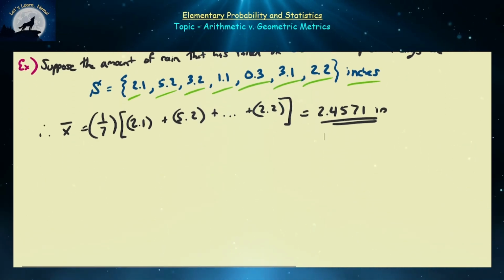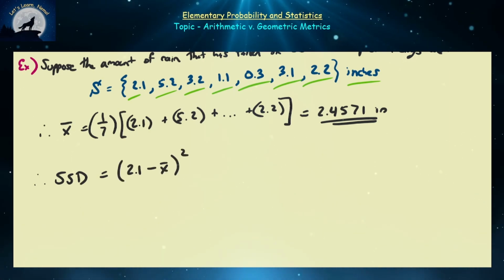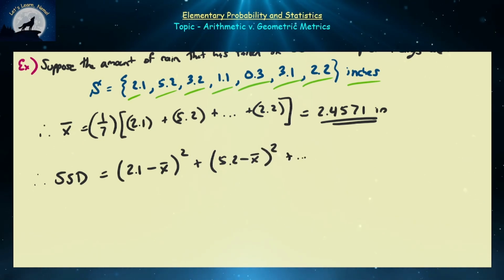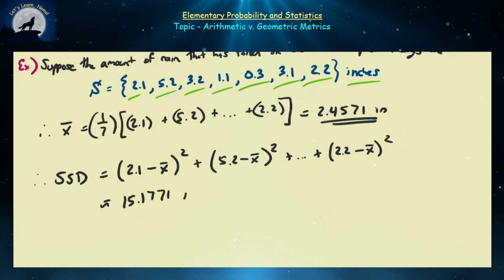Now let's go into the standard deviation calculation. So what most people do to break down that complex computation into smaller parts, we first calculate the sum of squared differences for our values. So we're going to take the first value, 2.1, subtract the mean, then square it, and then take the next value, 5.2, subtract the mean and square it, and continue this all the way down to the last value, 2.2, subtract the mean, and then square it, and you're going to find that's approximately equal to 15.1771, and keep in mind this is in squared inches.